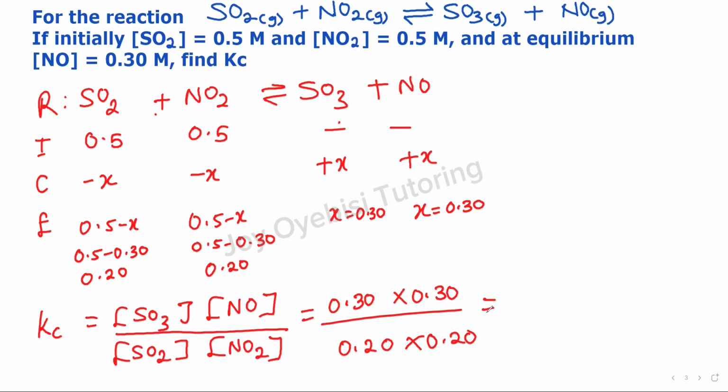So 0.3 times 0.3 divided by 0.2 times 0.2, and that gives me a 2.25 as my Kc. Okay, that's it. That's how you calculate your Kc.